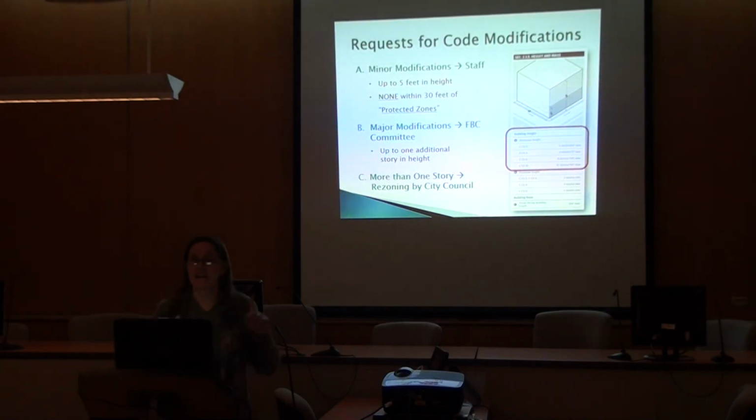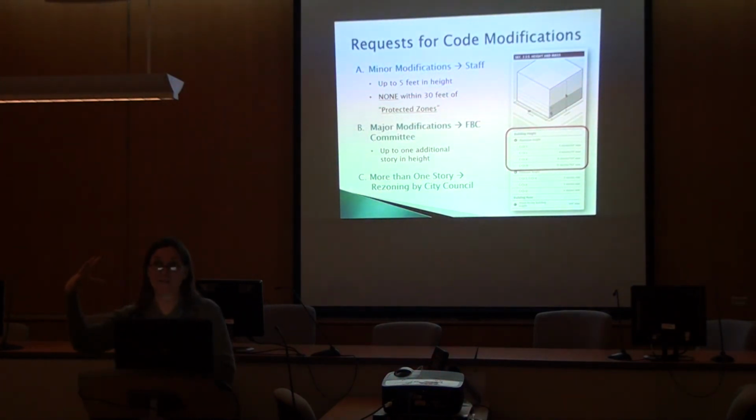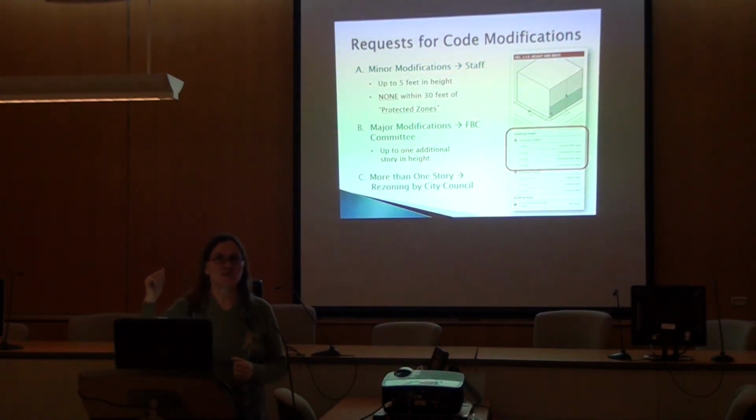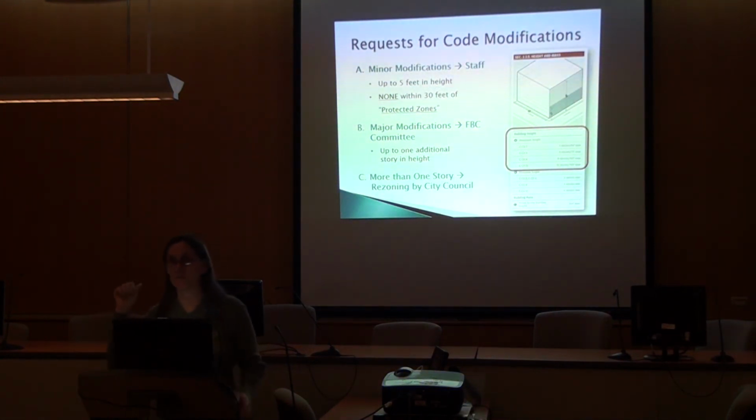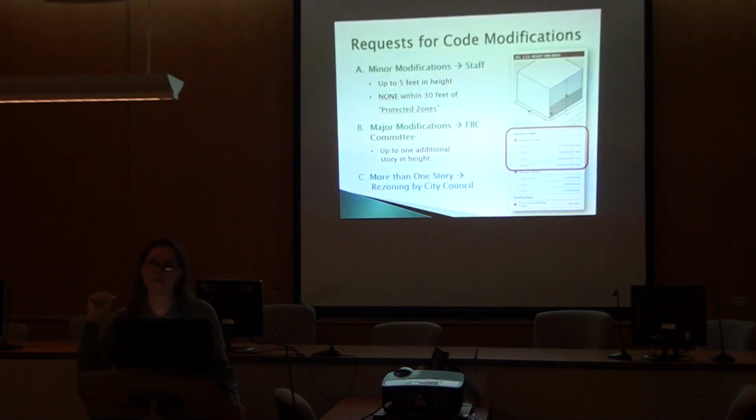At that point, you're going to have to go to a new committee. We think it's going to be called a Form-Based Code Committee. That committee will be able to grant exceptions a little bit greater. We're calling them major modifications. So in the case of building heights, they'll be able to grant you 1 more story. So maybe you're in a CX4 zone, commercial mixed use with a maximum height of 4 stories, and you really want 5 stories. You can go before this committee, and they can possibly grant you that extra story, but only 1.